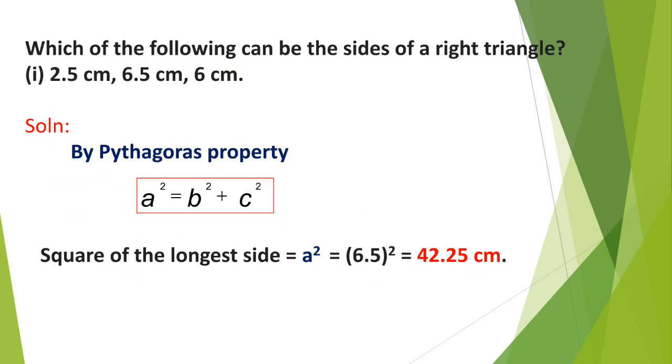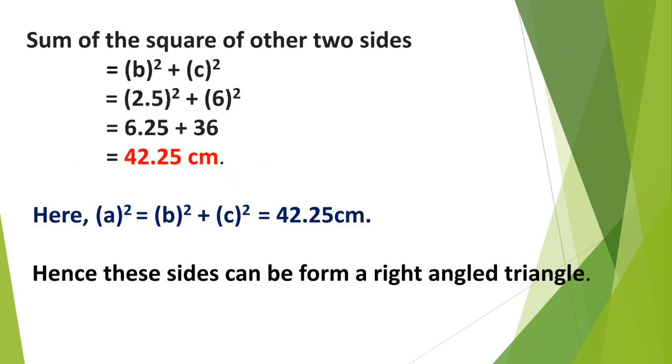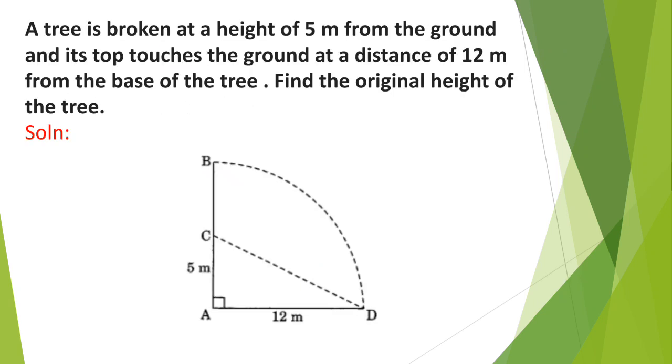Next one, we are having three sides. We should check whether these sides can form a right angle triangle using Pythagoras property. If we get left hand side and right hand side as equal values, we can say this can form a right angle triangle. Third one, a tree is broken at the height of 5 meter.